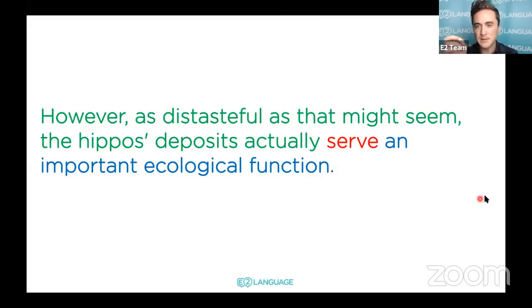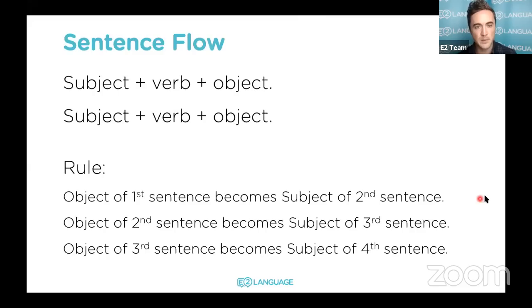You need to be able to do that in your mind on test day. I'm going to show you why that's super important. So if we've got subject, verb, object, here's the rule. And this is probably the rule that solves the problem for reorder paragraph. The object of the first sentence becomes the subject of the second sentence. The object of the second sentence becomes the subject of the third sentence. The object of the third sentence becomes the subject of the fourth sentence, and so on and so forth.